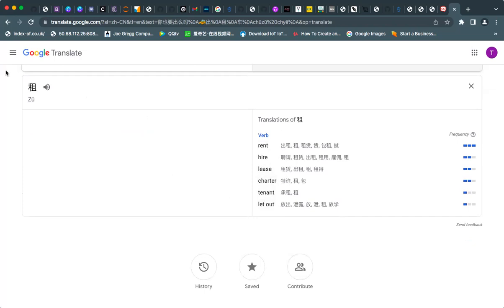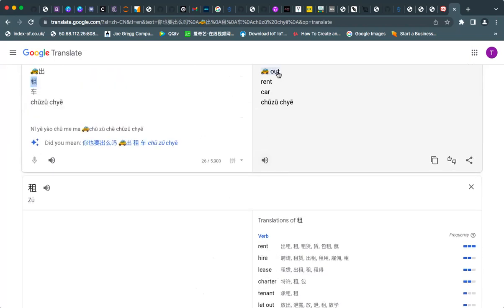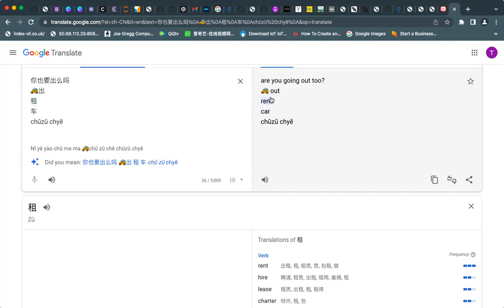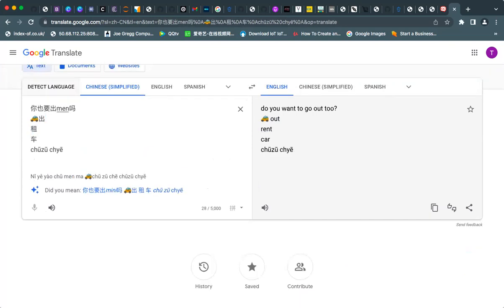Or a tenant, right? You will see it as well when you rent a house. You will see zu coming out as well, right? So we're saying you want to go out with a rent car, or a hire car. We could say hire or rent car. Rent will be fine because you use it again when you want to talk about tenants and lease stuff. So that's a better connection. So chu zu che, a hire car. So chu, out via the door, right? Chu men.